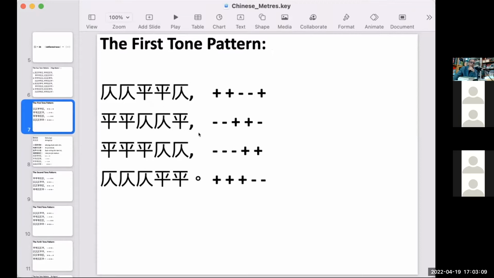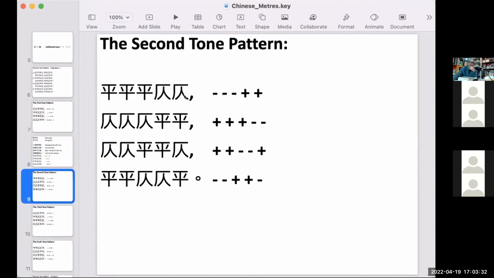So if we convert it into English rhythm, English meter, it would be A, B, C, B, because the first and the third don't rhyme. It's only the second and the fourth. The second one will be the same, A, B, C, B.